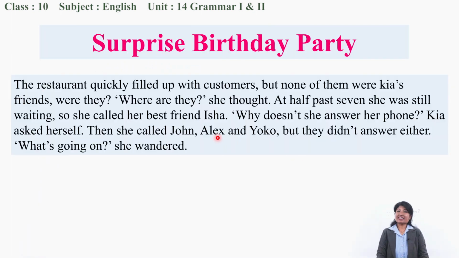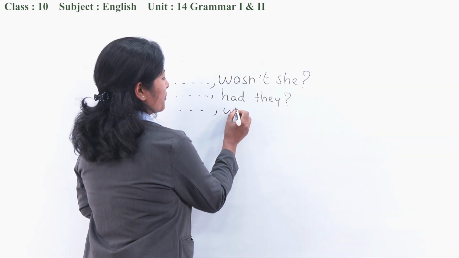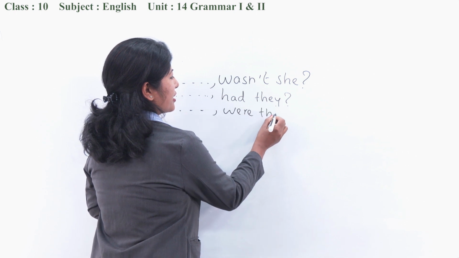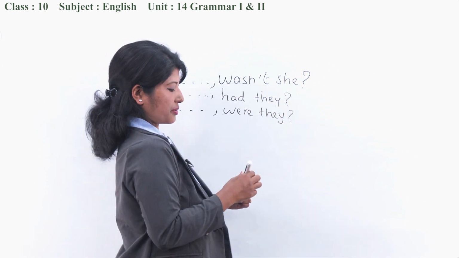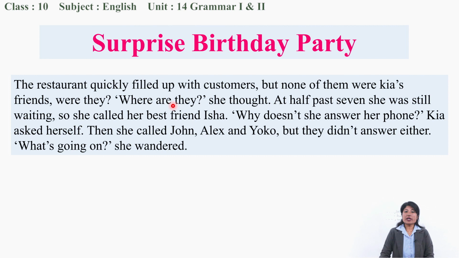Let's continue our story. The restaurant quickly filled up with customers, but none of them were Kia's friends, were they? Were they? Statement, comma, what was there? Were they, question mark. Where are they? Is this the same question as before? No, this is a full question, right? So we will not list it out.